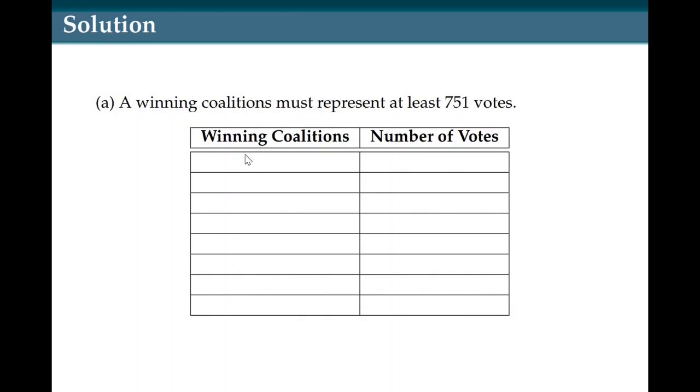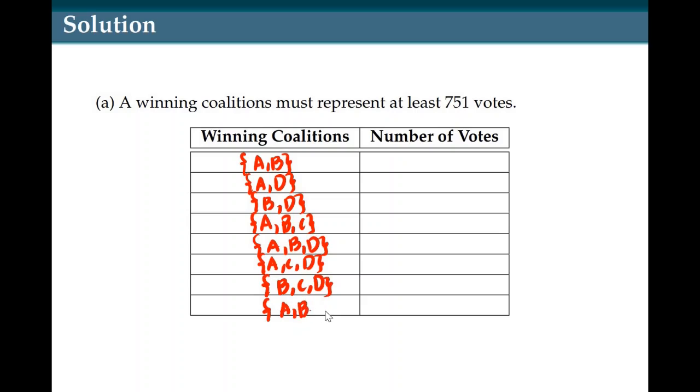So let us complete this table. AB, AD, BD, ABC, ABD, ACD, BCD, and ABCD with the corresponding number of votes. 875, 900, 775, 1,100, 1,275, 1,125, 1,000, and 1,500. So these are the winning coalitions.